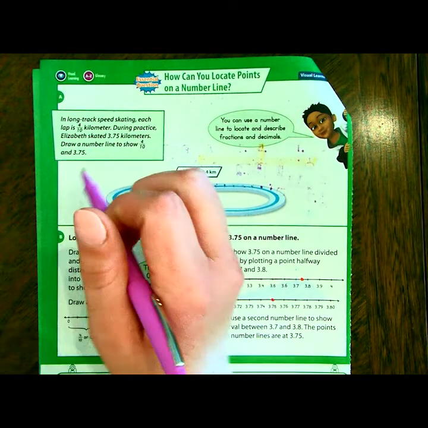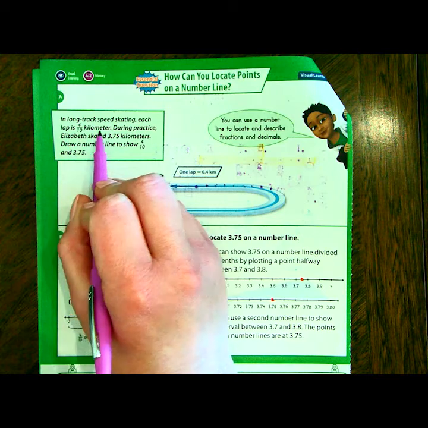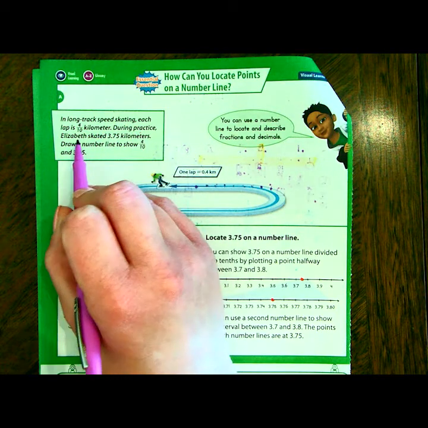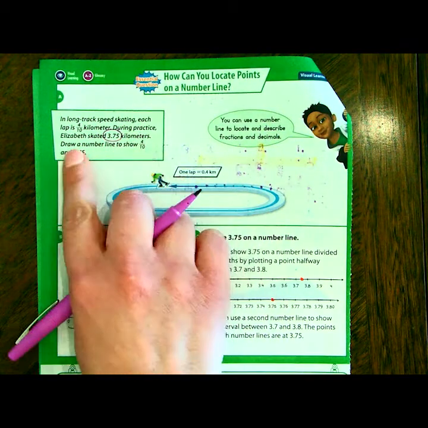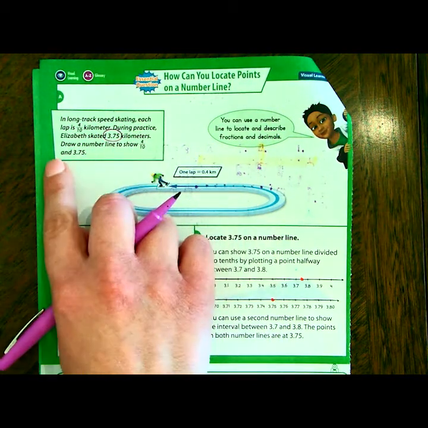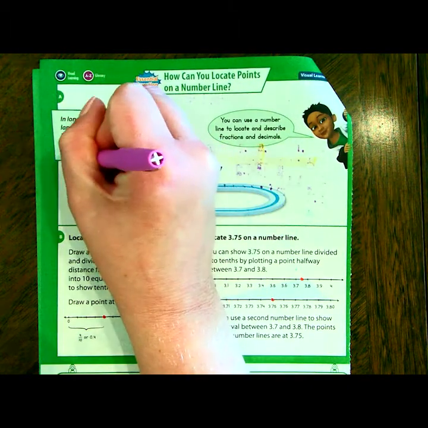In long track speed skating, each lap is 4/10 of a kilometer. During practice, Elizabeth skated 3 75/100 kilometers. Draw a number line to show 4/10 and 3 75/100. So we have 2 different numbers we have to represent. One is tenths, one is hundredths.